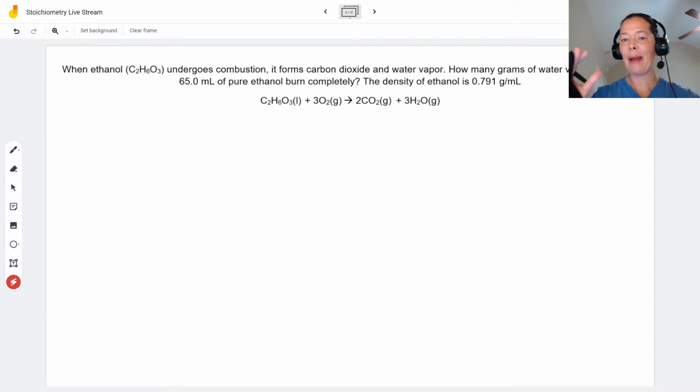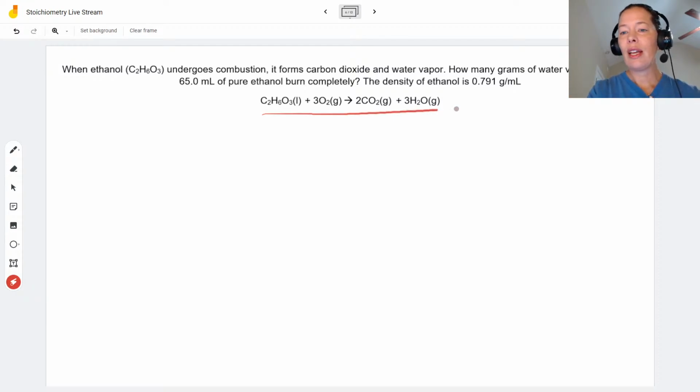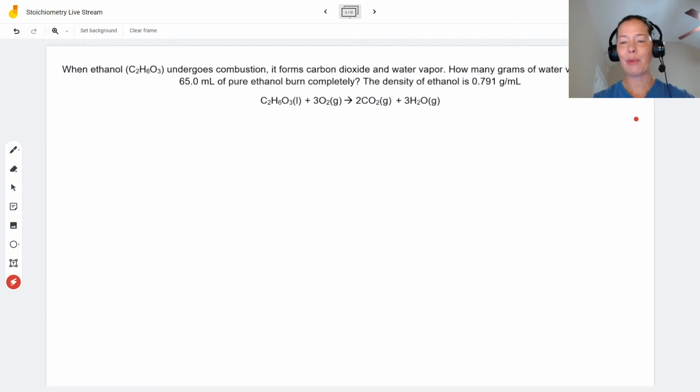Again, we need a balanced chemical equation to connect these two molecules, and thankfully they have already given it to us, especially when it's a combustion problem. Sometimes those are very easy to balance, and sometimes they can be a little tricky to balance. So it's nice that we've already got that there.